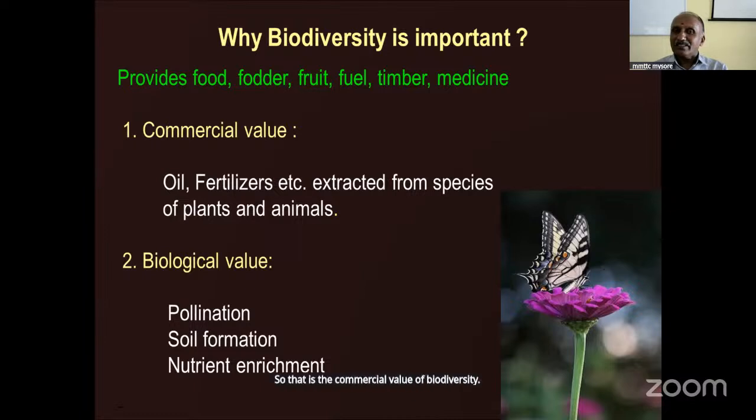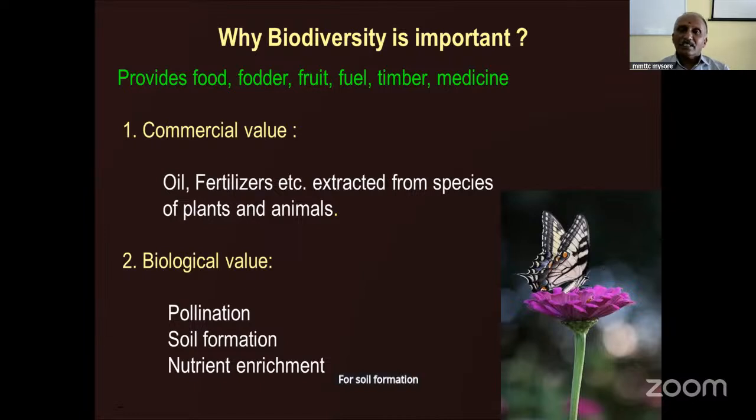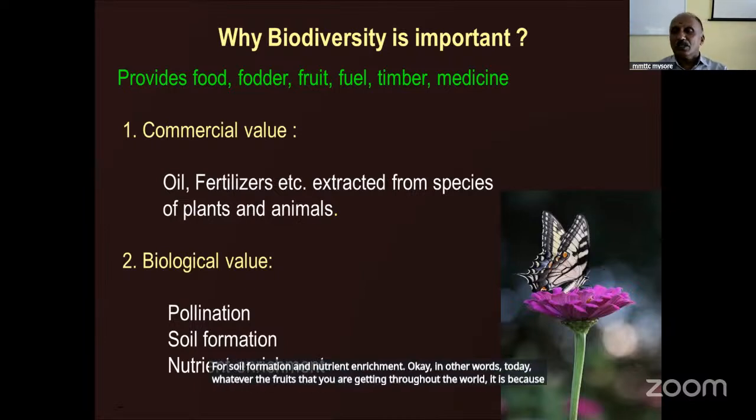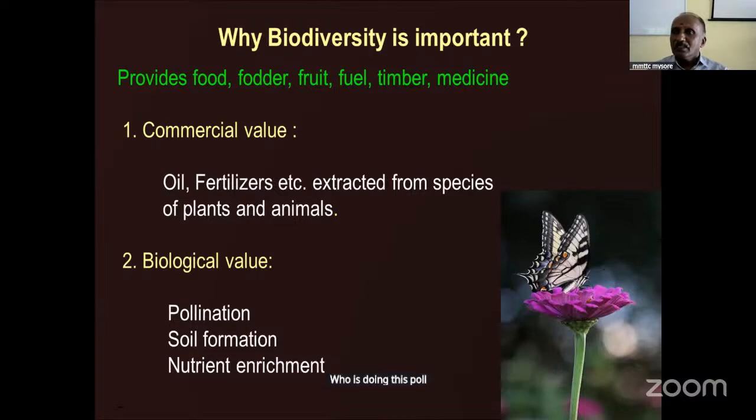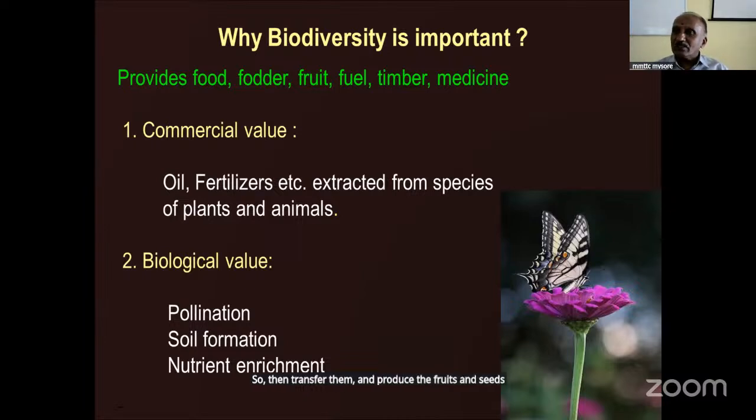Now biological value. So the biological value of biodiversity includes pollination, soil formation and nutrient enrichment. In other words, whatever fruits you are getting throughout the world, it is because of pollination. Who is doing this pollination? Transfer of pollen grains containing the male gamete to the female flower containing the egg, and then producing the fruits and seeds. Who is doing this job?